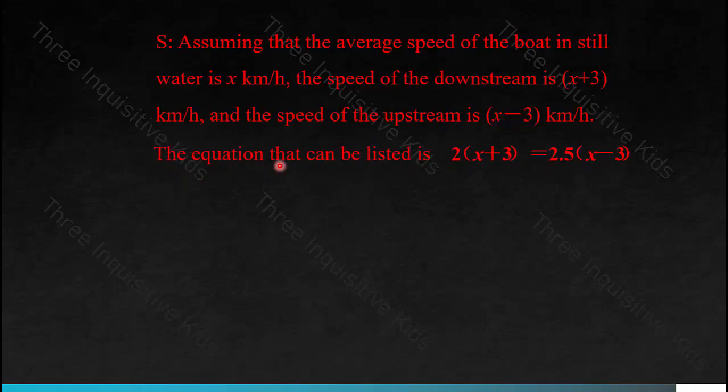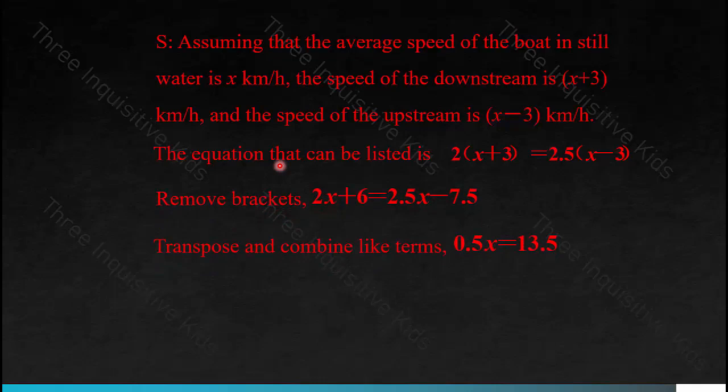The equation can be listed as 2 times (x plus 3) is equal to 2.5 times (x minus 3). We can remove brackets, transpose, and combine like terms, and then we have x is equal to 27. Our answer is the speed of the boat in still water is 27 kilometers per hour.